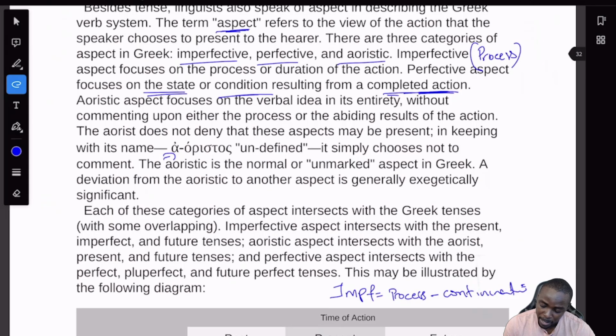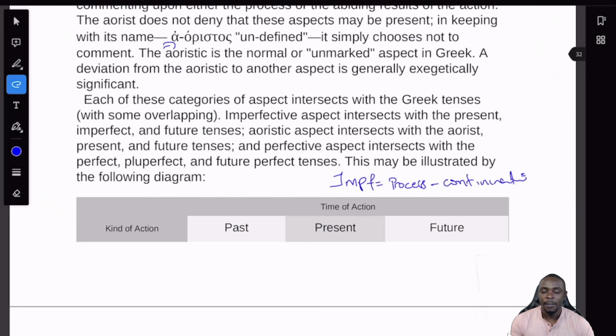The perfective aspect focuses, he says, on the state of the completed action. And that's dealing with the state of the completed action. We're going to go through some of the states. Then he says you have the general aorist that doesn't really take into account imperfective or perfective. But guess what? You're going to get translations like it's imperfective or like it's perfective when you're using the aorist.